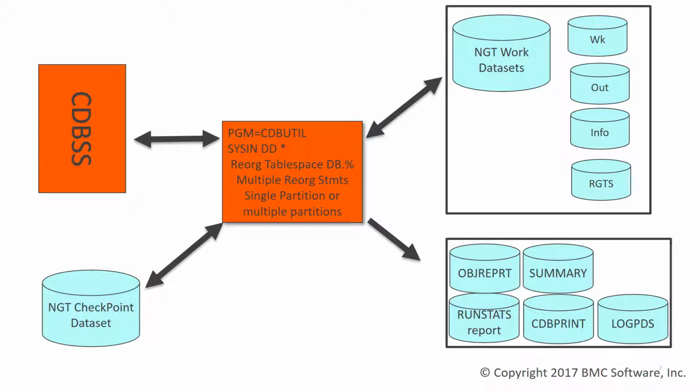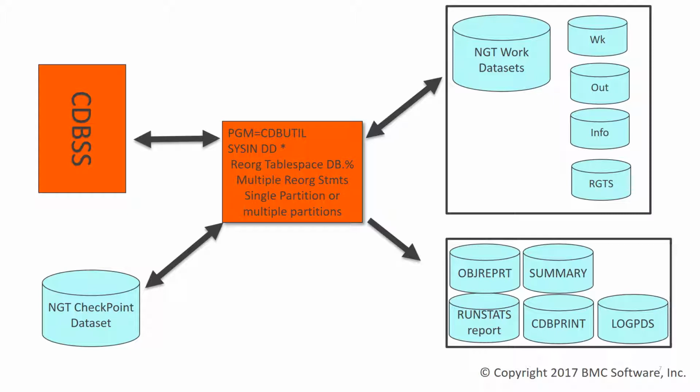Once the JCL is submitted and executed, NGT utilities will create a number of datasets specifically for the execution and also use some existing datasets set up at install time. NGT work datasets are used by the process you selected, for example, reorg. Out and info datasets are used for output and information of that reorg. Work is used to process the object or objects you ask the utility to execute on. RGTS is used for the image copy that might accompany the reorg itself.